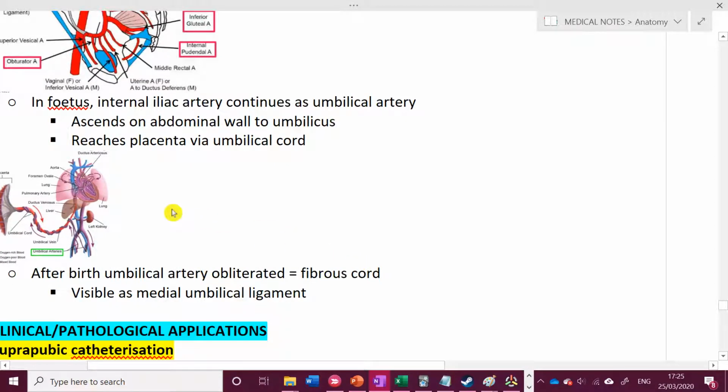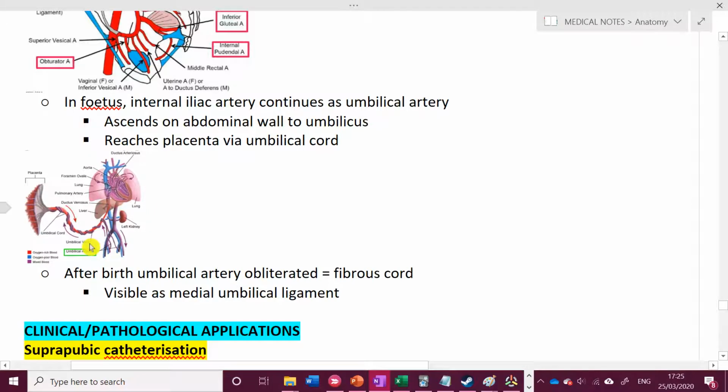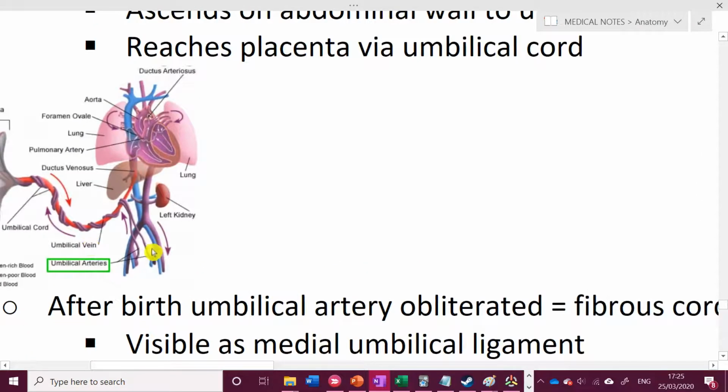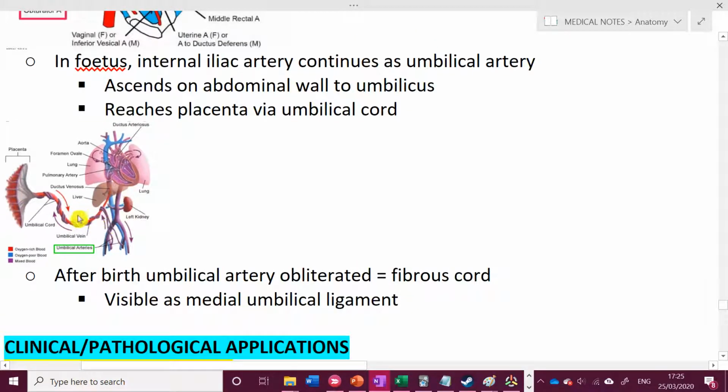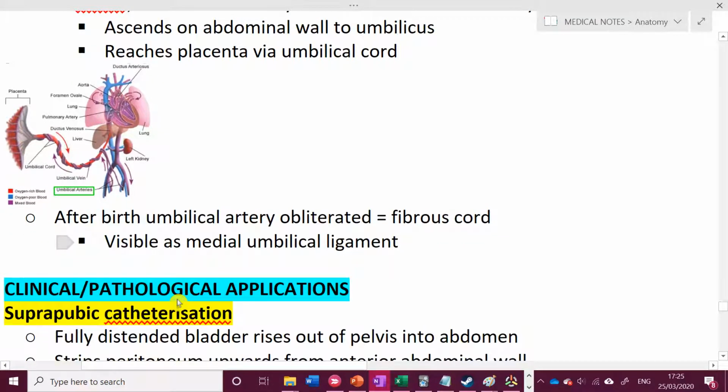In the fetus, the internal iliac artery continues as the umbilical arteries. These are obliterated in the adult, but in the fetus the internal iliac artery is a continuation of them. It continues onto these and descends on the abdominal wall to the umbilicus. It reaches the placenta via the umbilical cord, and after birth the umbilical artery is obliterated into the fibrous cord, which is visible as the medial umbilical ligament.